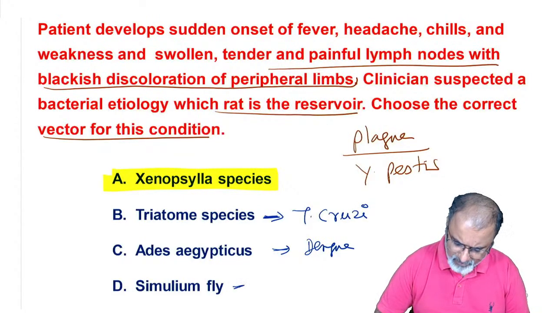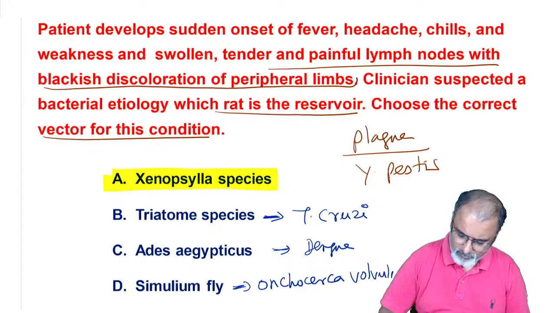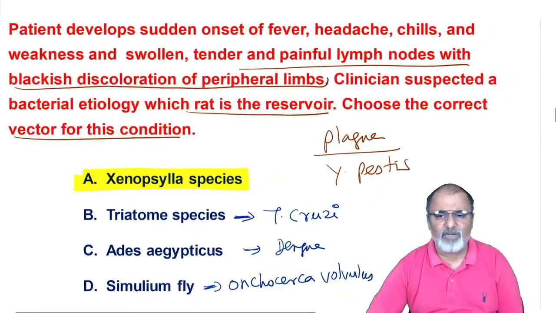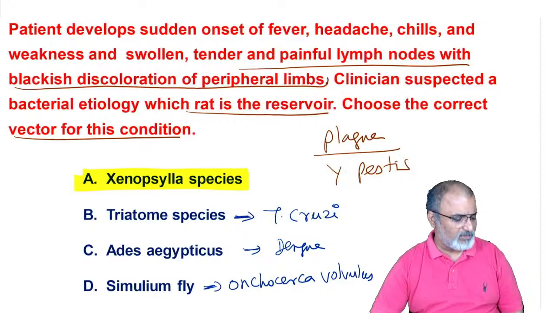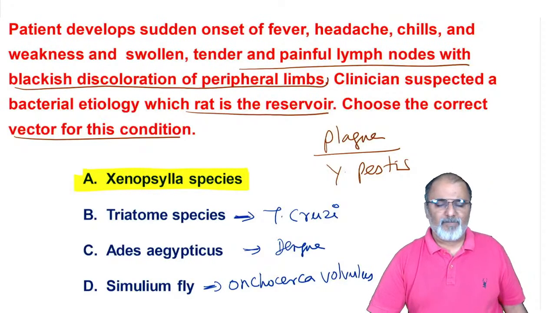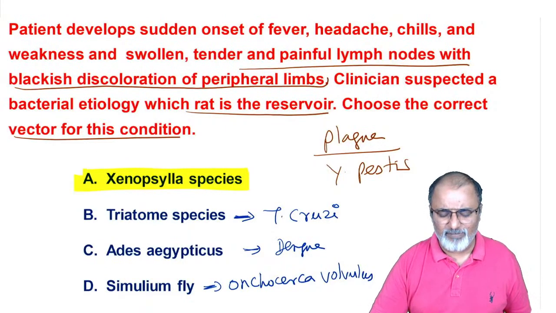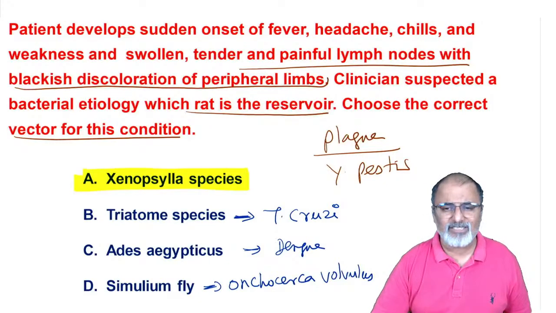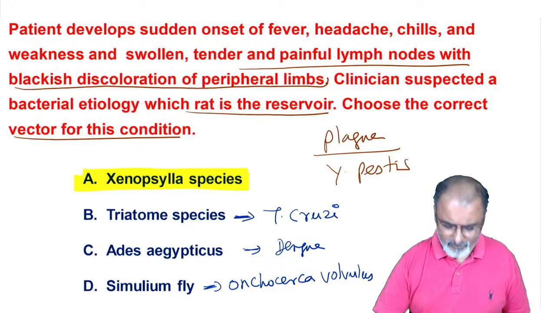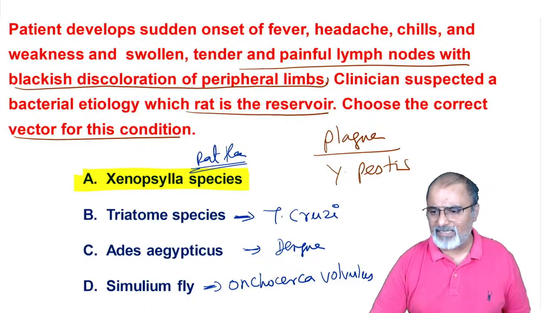Simulium fly for Onchocerca volvulus. It is called Simulium fly or black fly. It is a case of plague. After reading the question itself, it should come to your mind: it's plague. Immediately you should remember important points related to plague. Xenopsylla cheopis, rat is the reservoir. That's called rat flea.